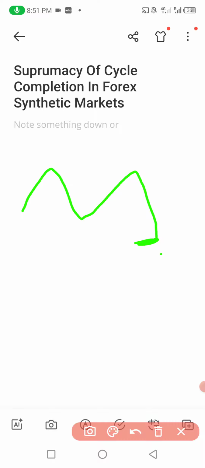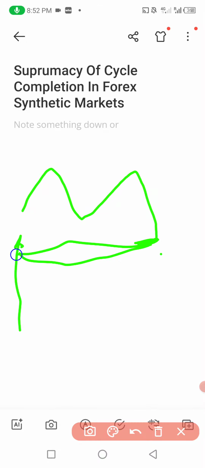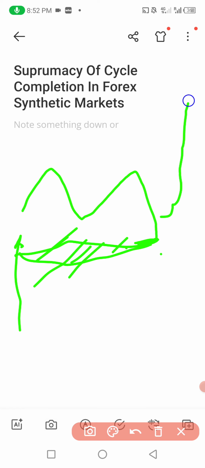Now at this junction, let's assume that there was a previous uptrend, and here is a key level. When this market comes here and meets this key level, then we expect the market to keep pushing up. But the mistake a lot of traders make is they fail to allow the cycle to complete. So if the market is making lower lows and lower highs, then you have to allow it to complete.